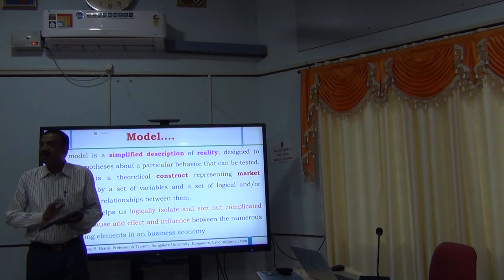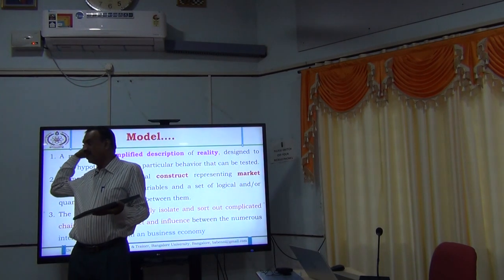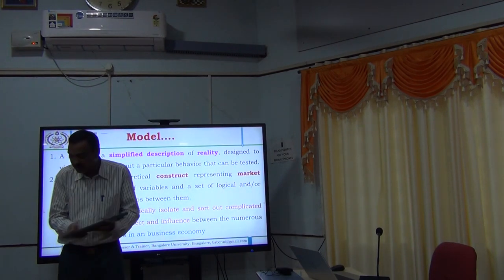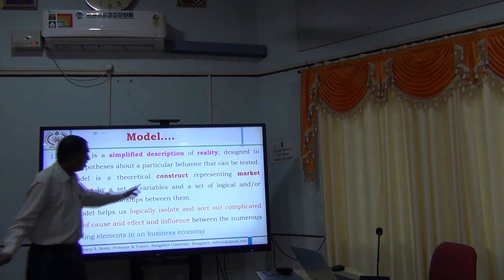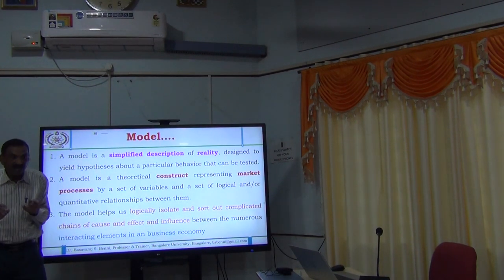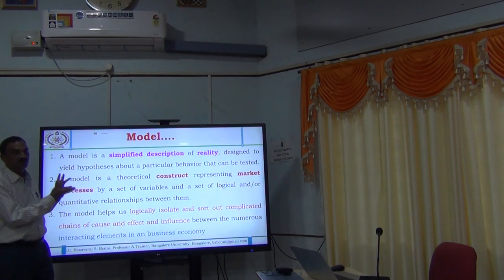How does it have to behave? When I type something, it has to reflect. It is a behavior of the keyboard. Okay? It has a behavior, and that can be tested. I type one thing, but it shows something else.